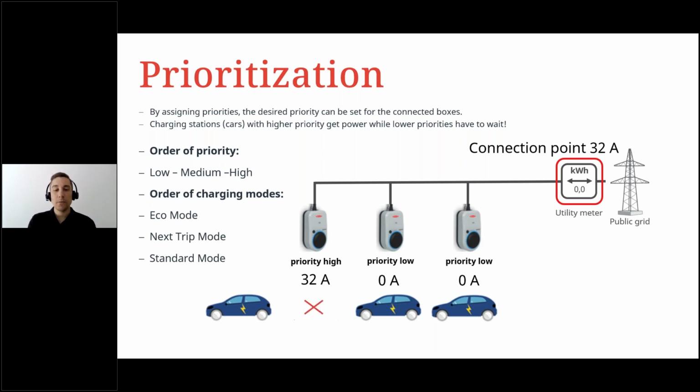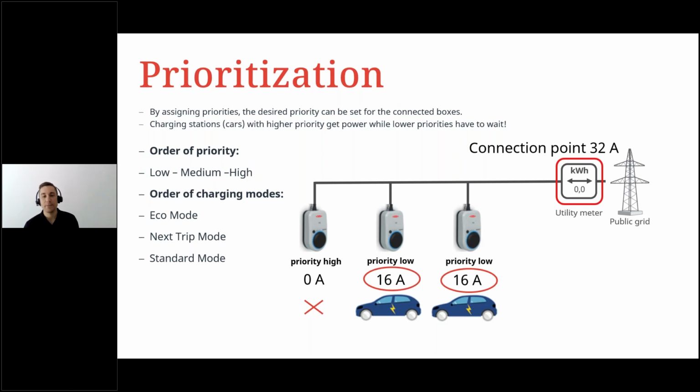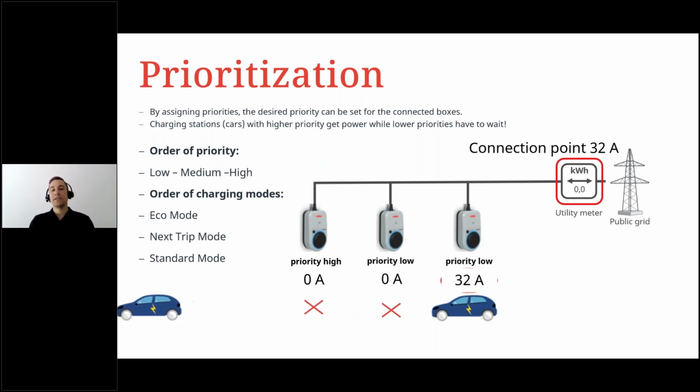Yeah, on the second thing, when this car is now leaving, then the amperage can be divided to the low priorities. So in this case, we have the same priority here, priority low, and therefore the maximum amperage, the 32 amps, are being divided into 16 amps, and both cars get power, they can charge at the even priority, they have the same priority. And when the last car is leaving, for example, then the last car, also the low priority, gets the maximum power to be charged very fast. So this is the basic priority setting.